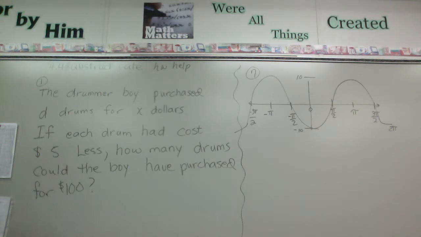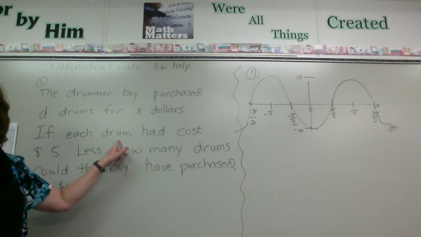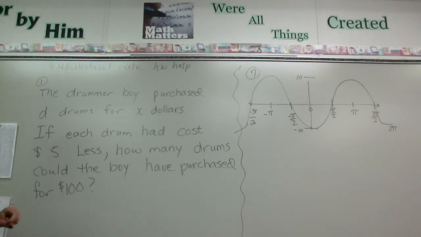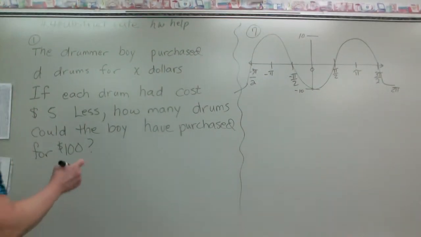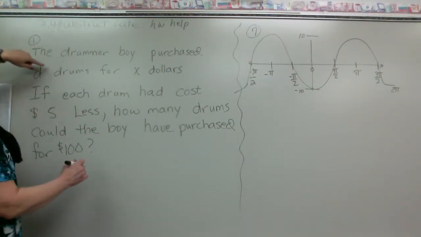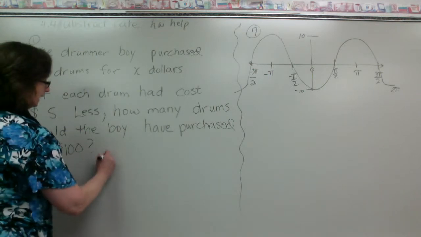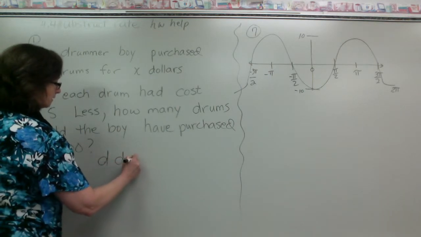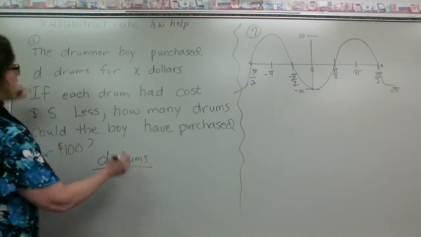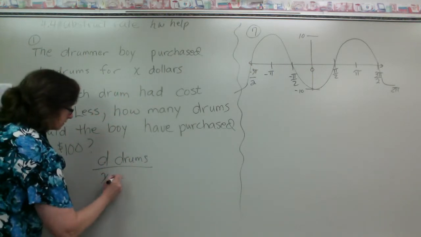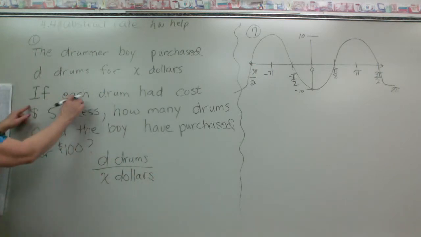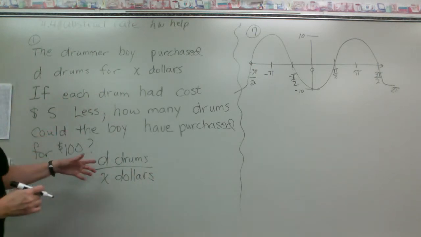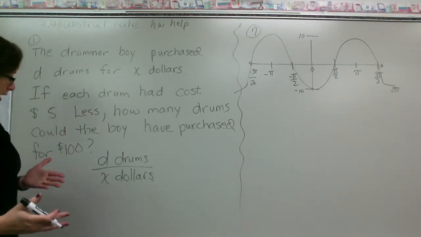Okay, so notice here it says each drum. So we're going to have to find out a cost for each drum here. Okay, so let's go down here. The drummer boy originally purchased D drums for X dollars. Okay, but then it says for each drum. So I need to find out what each drum cost.